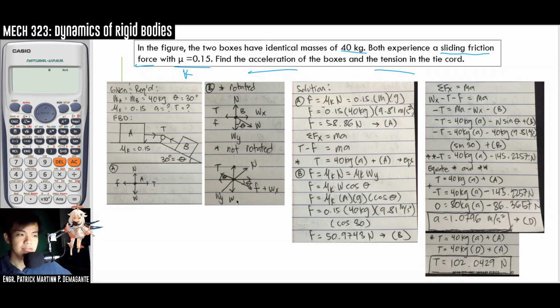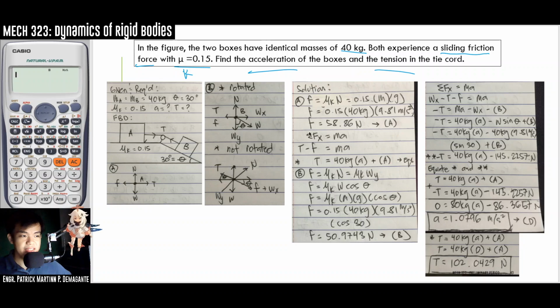So, ayan. First step, dahil ang hinahanap natin is yung friction, no? Meron tayong mu, meron tayong coefficient of friction, meron tayong mass, ayan. Kunin lang natin yung ating friction, yung value ni friction natin.